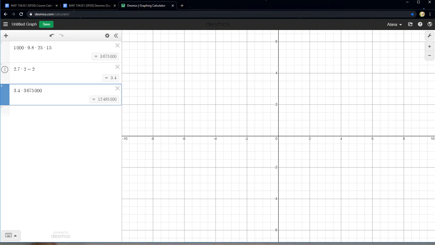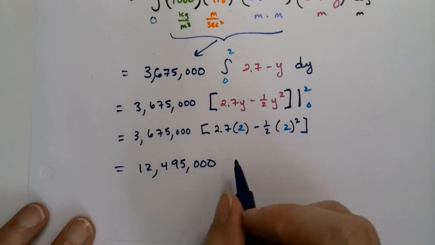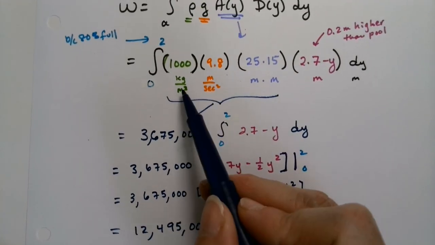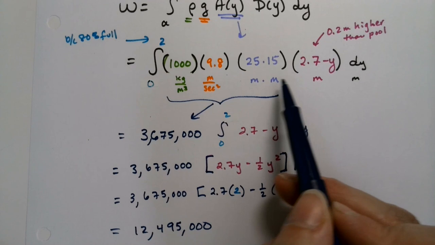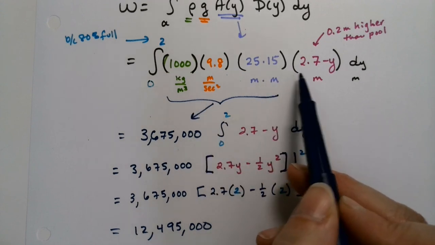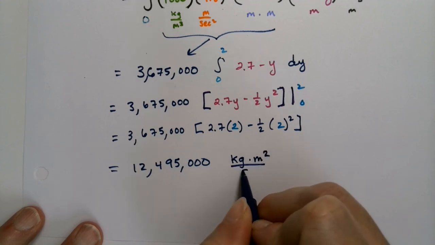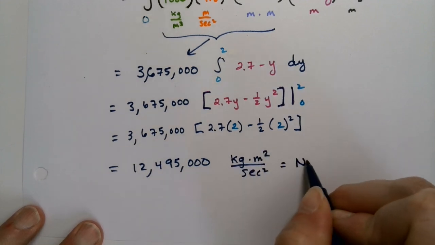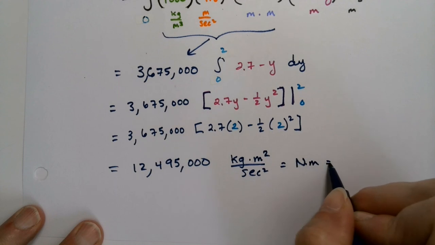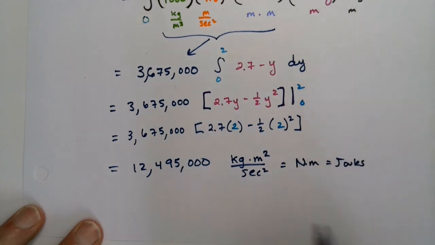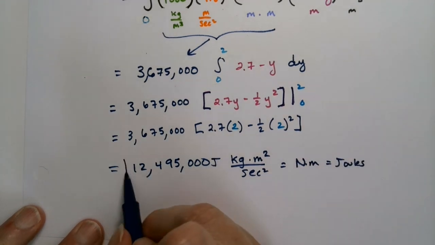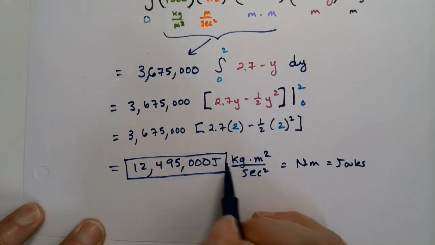Now remember, it has to be Newton meters because we already figured out the units when we did the integral. So it's kilograms. The meters cubed here cancels with the meters squared here and then the meters over here. So you end up with kilograms times meters squared over seconds squared, which is Newton meters, which is joules. So we can just write that, capital J for joules, and we'll just leave this as a note.